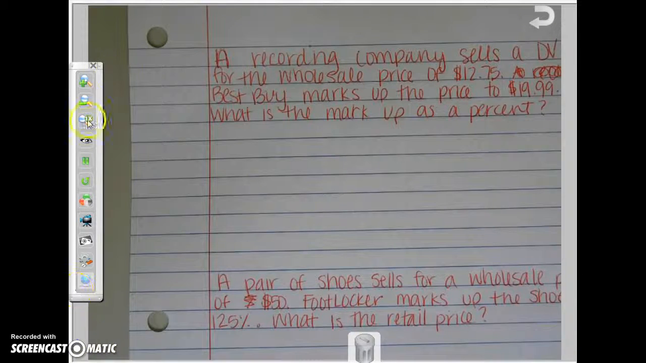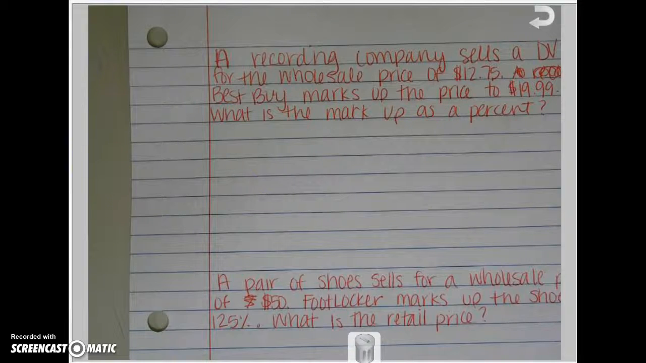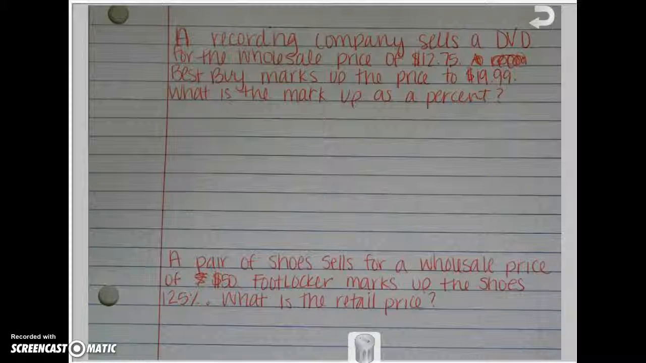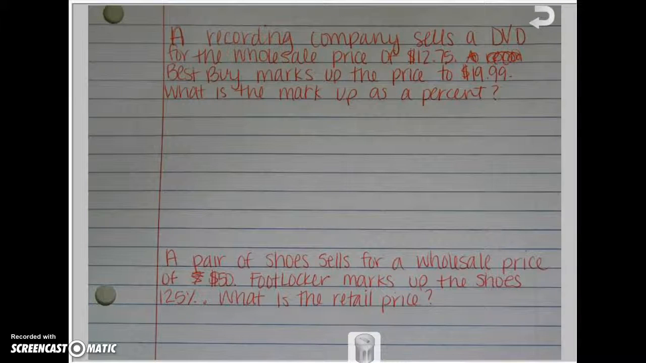Alright, we're going to do a little video here to go over markup, markdown. So the first question says a recording company sells a DVD for the wholesale price of $12.75. Best Buy marks up the price to $19.99. What is the markup as a percent?